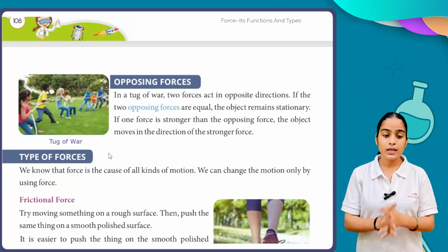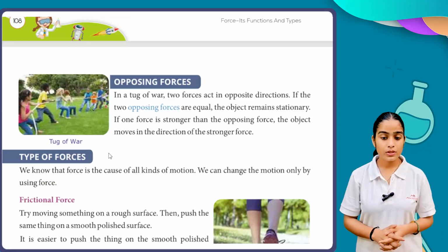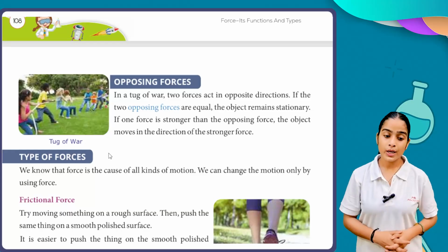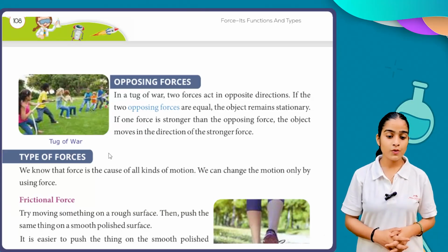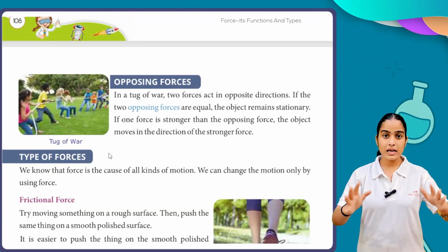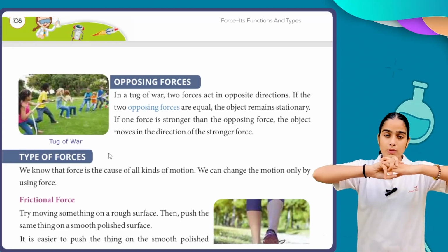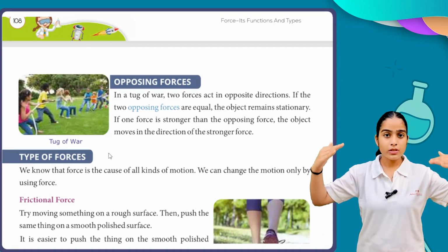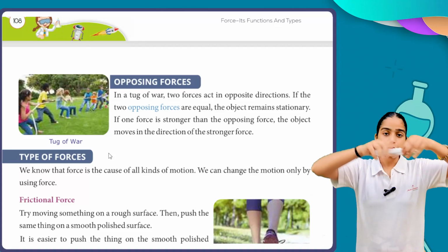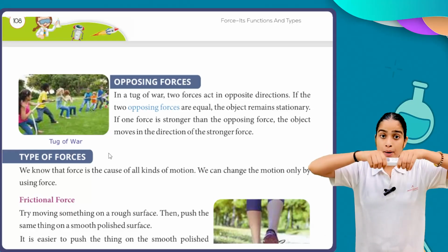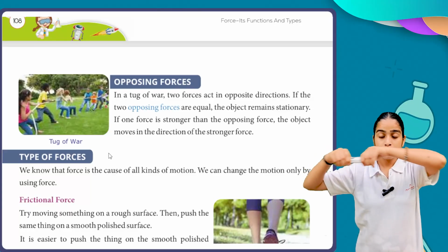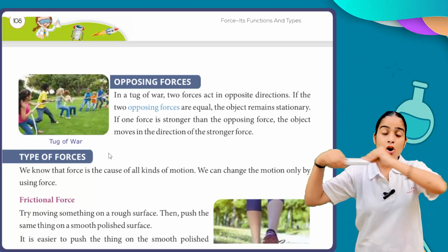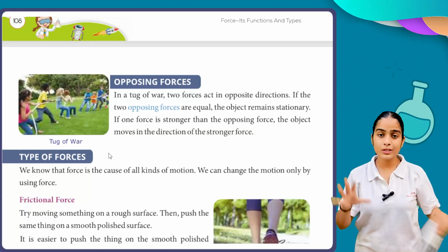Opposing forces: in a tug of war, two forces act in opposite directions. If the two opposite forces are equal, the object remains stationary. If one is stronger than the opposite force, the object moves in the direction of the stronger force. For example, there is a tug of war. So what we understand is, in both directions we are applying force, in opposite directions. If the forces are equal, this object will remain stationary. But if on one side the force is stronger, this object will move towards the stronger force direction. I hope, students, this is clear to you.